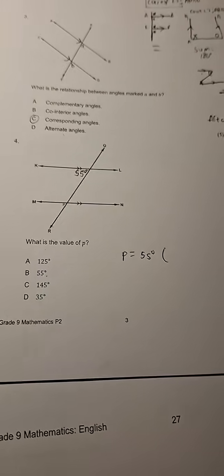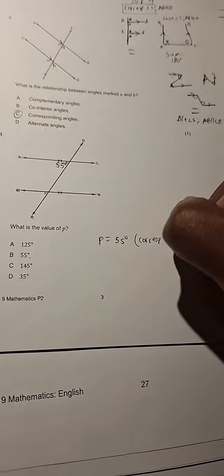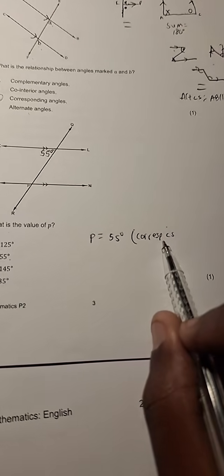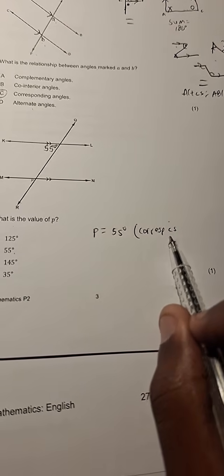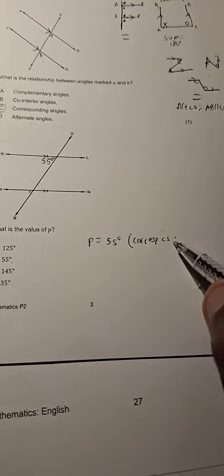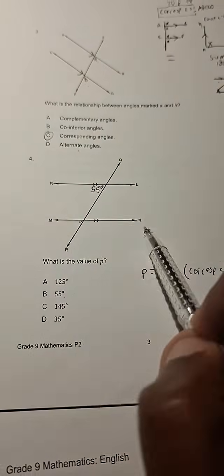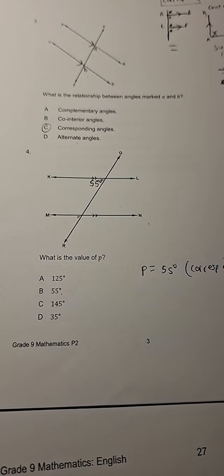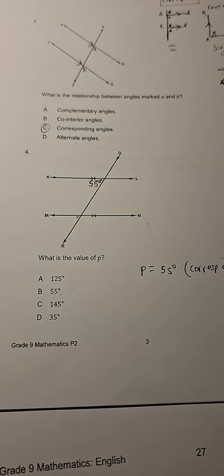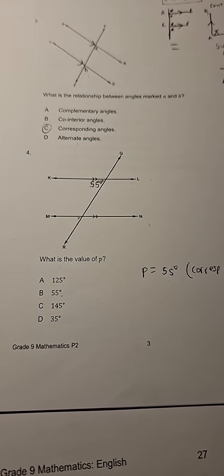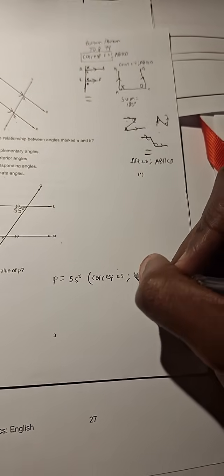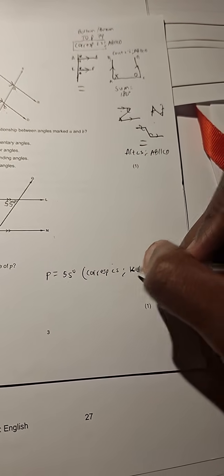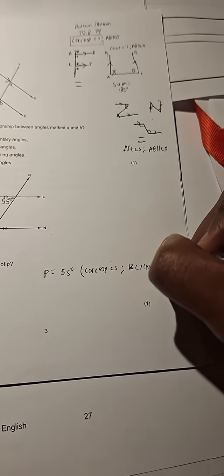And then when we write our reason, guys, very important: corresponding angles. It is not enough to write corresponding angles like this. You must then add a semicolon and state the lines that are parallel. KL is parallel to what? MN. Very good. Ngosinotolo is amazing. Amo the gamer is amazing. You can see the reasoning is 100%. KL is parallel to MN.